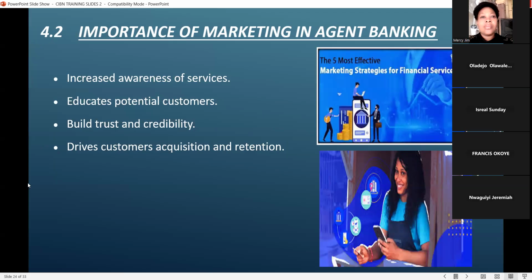Fintech. That's why you see most of these fintechs and banks, at the end of the year, declaring huge money. You are part of that deal. You are part of those people that helped them to rake in that income.